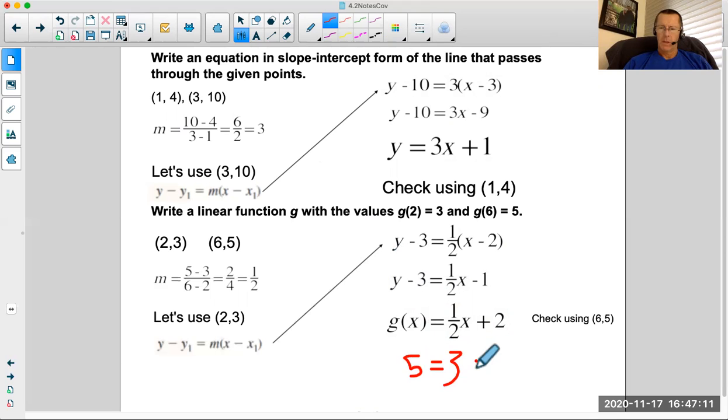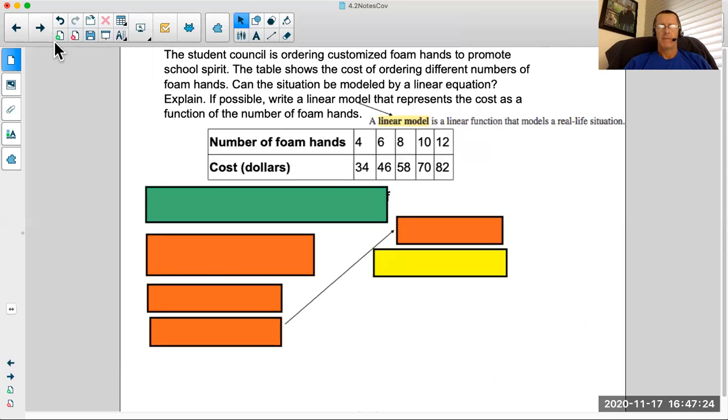3 plus 2. Are those two sides equal? Does that balance? Does that mean that this point made that equation true? It sure did. We did it right. Awesome. Check, check. All right.